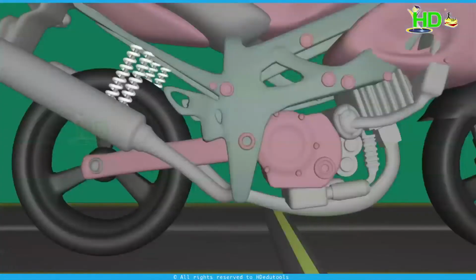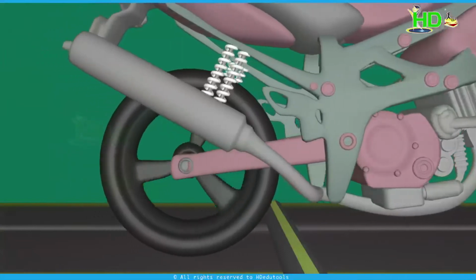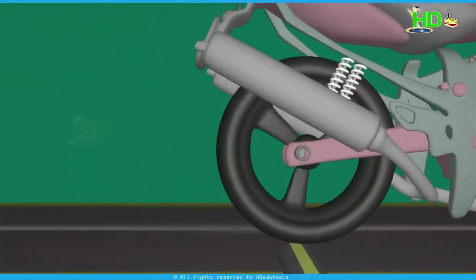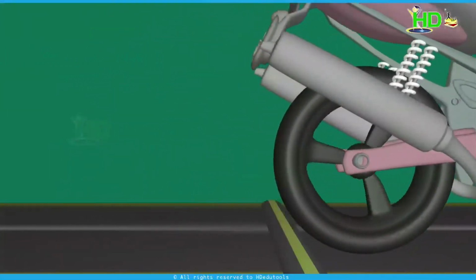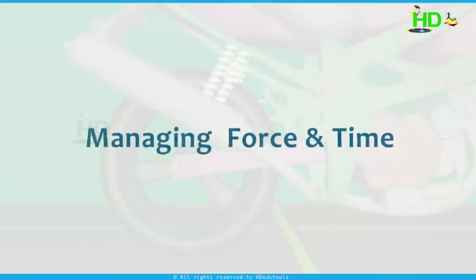And we consider another example. Shock absorbers are arranged for vehicles. You know what is the use of this? When the vehicle is moving on irregular roads, they increase the time of action. Due to this, the impact of force will be decreased. These are some examples related to managing force and time.